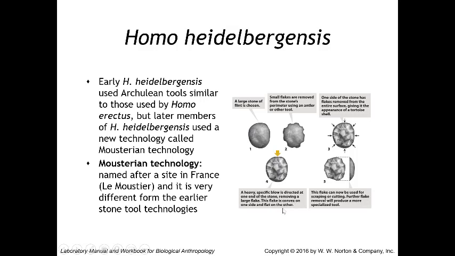This flake is convex on one side and flat on the other. The flake can now be used for scraping, cutting, and then further flake removal will produce a more specialized tool. So Homo heidelbergensis is very interesting in the fact that they have this Mousterian tool technology.